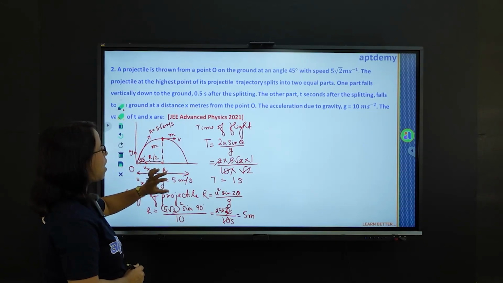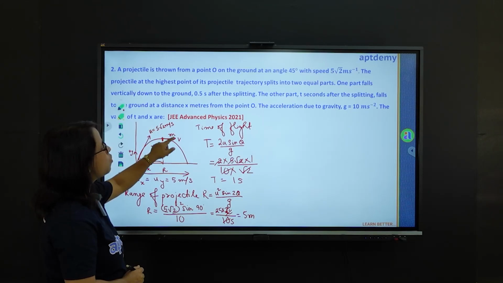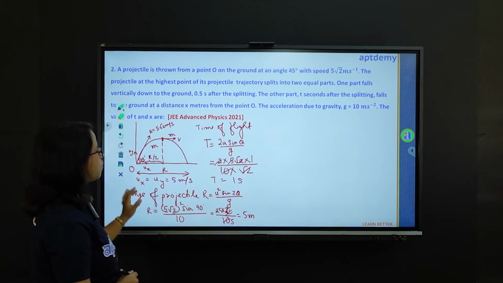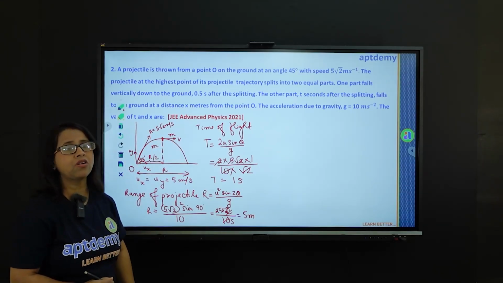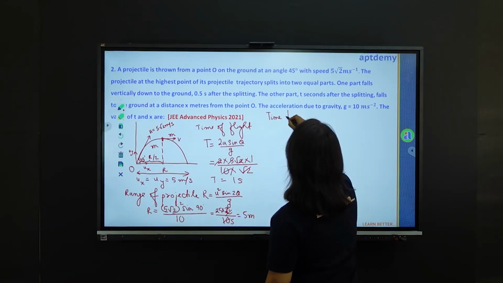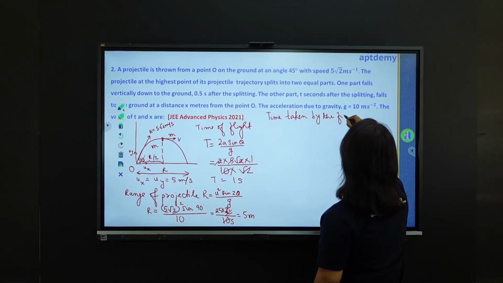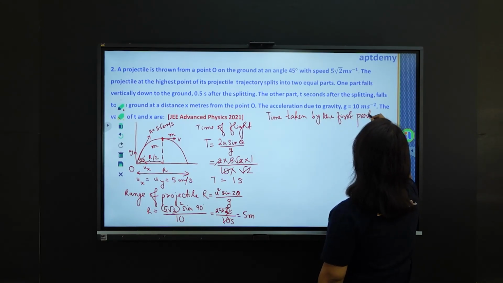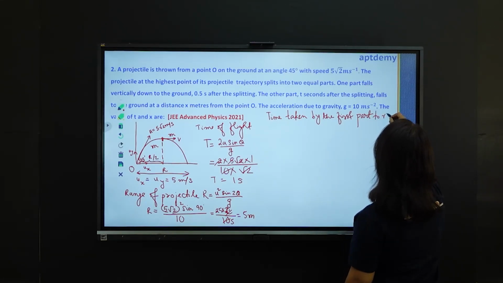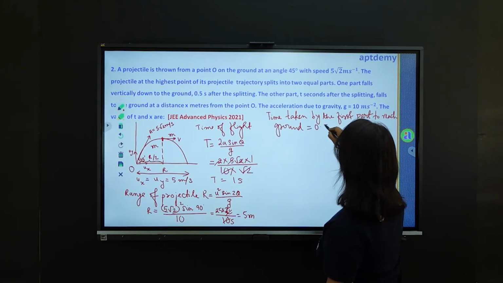After splitting, only the second part, which has a mass m, is moving with a certain velocity and striking the ground after some time. So let us first find out the time taken by the second part to reach the ground. Before that, the time taken by the first part, of course meaning the part of the projectile after splitting, to reach the ground has been given. This time is equal to 0.5 seconds.